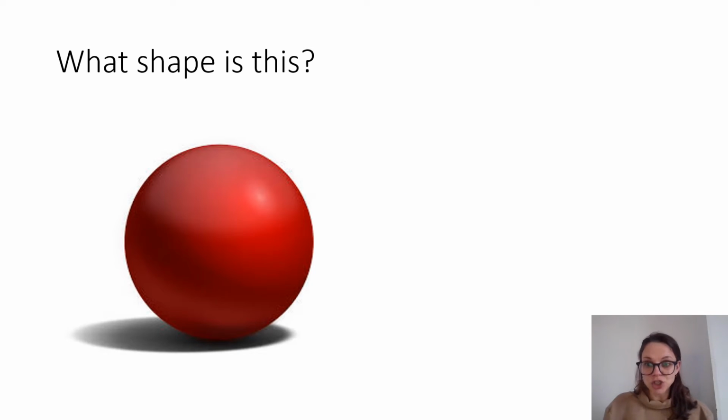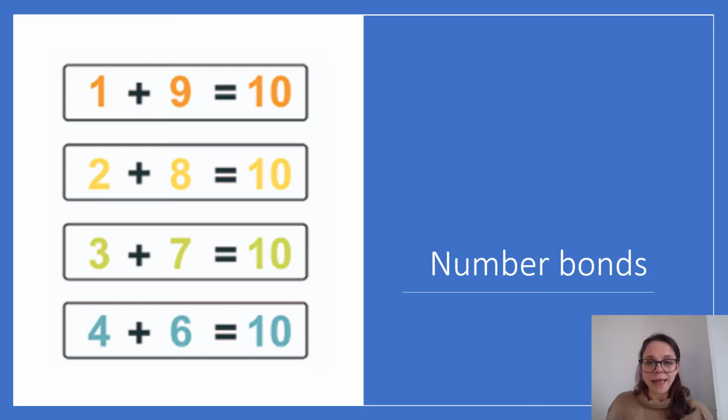Here's a 3D shape that looks just like a ball. I tell you what, don't worry about writing it down on your whiteboard. Can you just shout it out for me? It's a sphere. Well done. Brilliant. We'll do some more 3D shapes tomorrow. Okay, let's move on then.